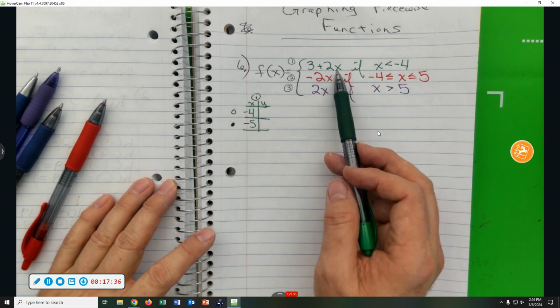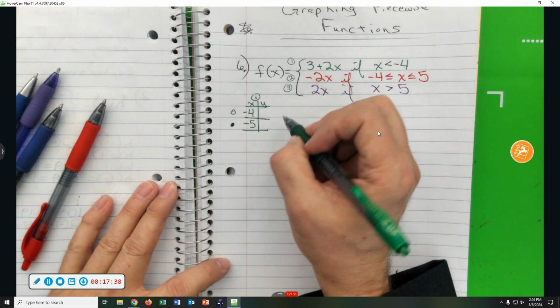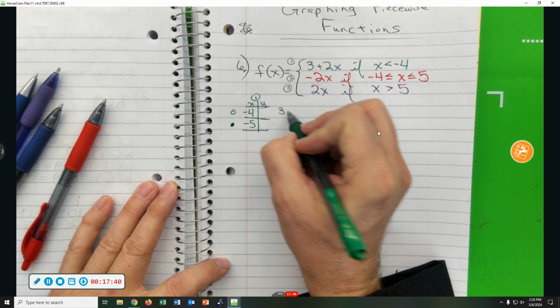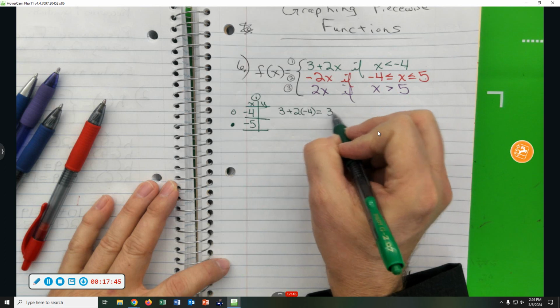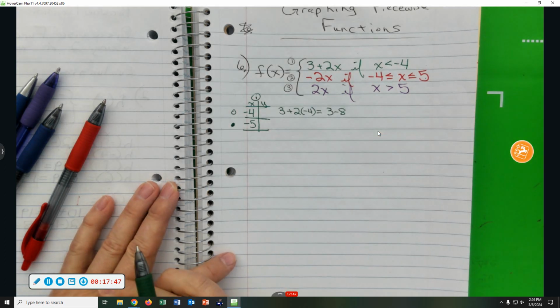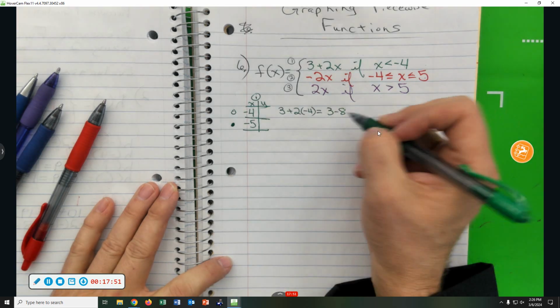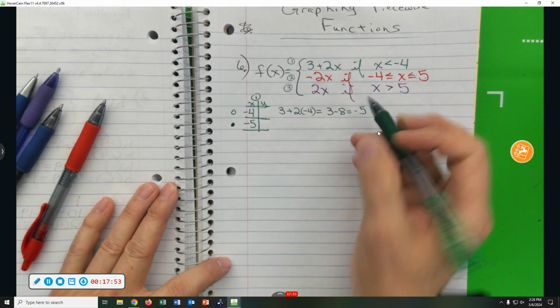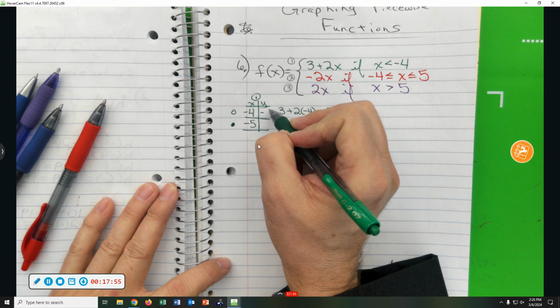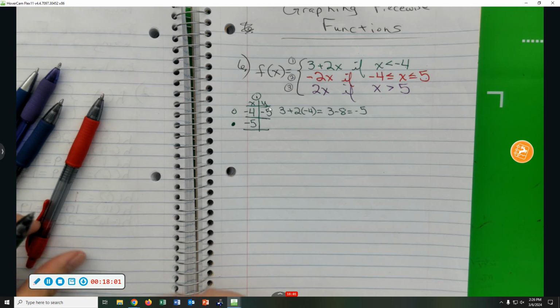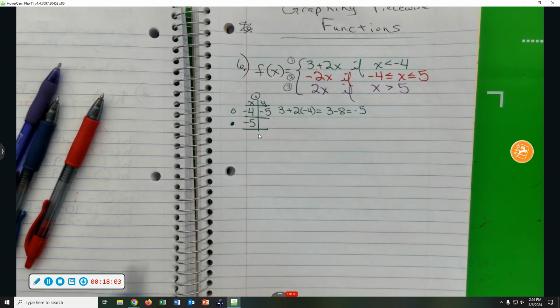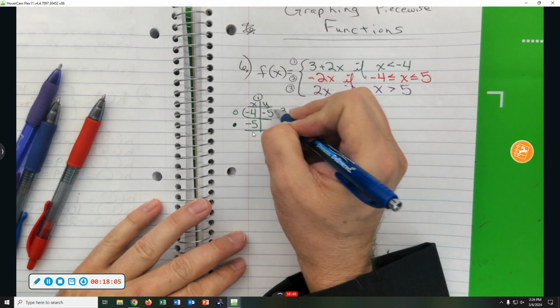Let's plug in negative 4. What are we going to get? We'll have a 3 plus 2 times negative 4. That's a 3 minus 8. What are we getting for our y value here? Negative 5. Well, and that's just a coincidence that it's the same number that we chose to plug in. That's an ordered pair. They'll start looking like this.